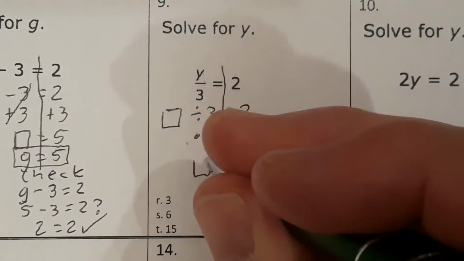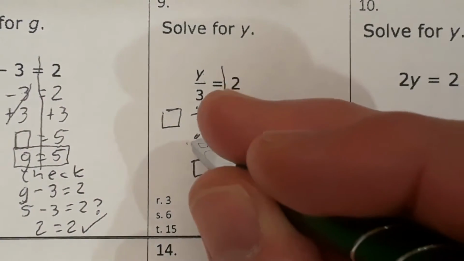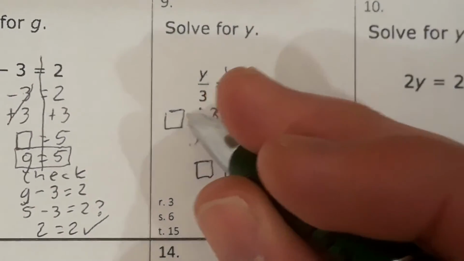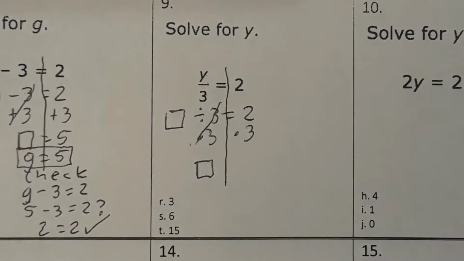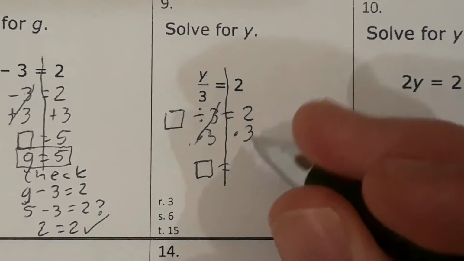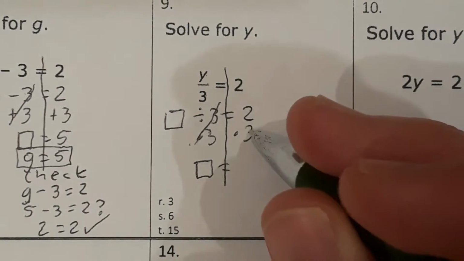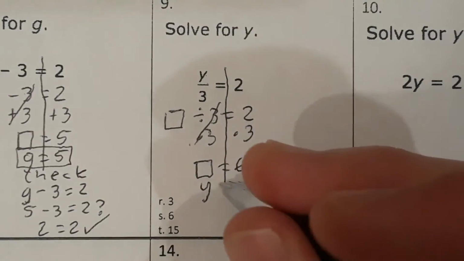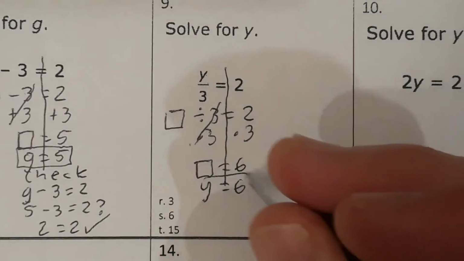So box comes down. Dividing 3 and multiplying 3 are opposites. They cancel out to 1. But remember, 1 times a box or 1 divide a box, the 1 doesn't do anything. And on the right side, 2 multiplied 3 is 6. But remember, the box represented y. Y equals 6.